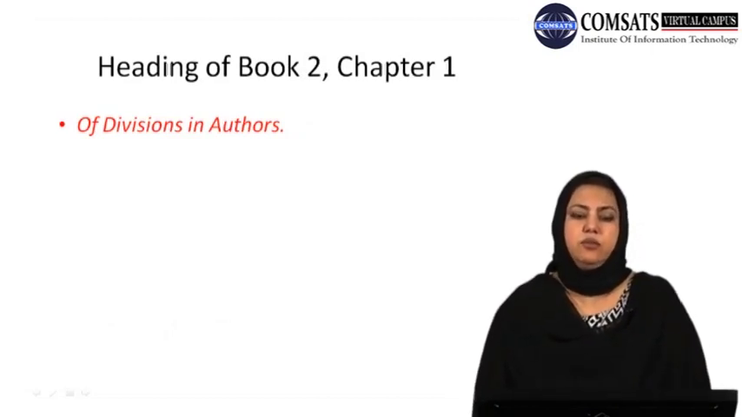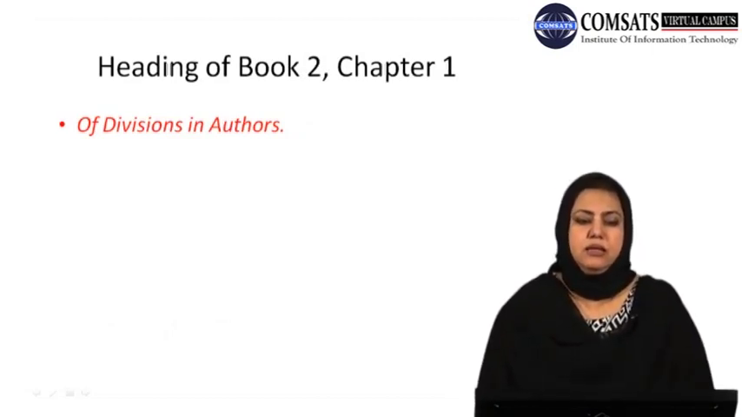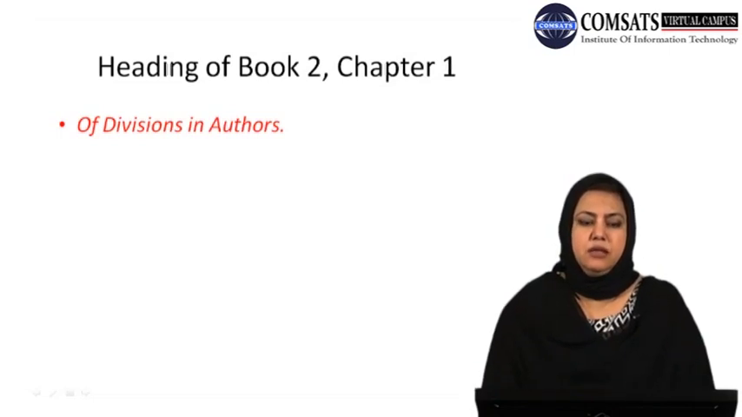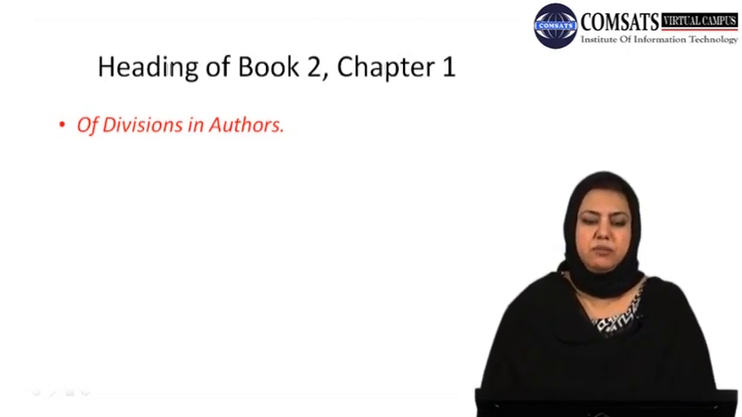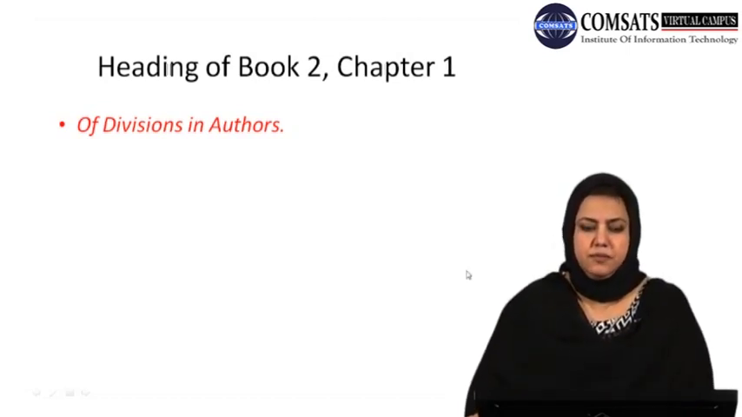So, starting with book 2, chapter 1, here is the heading of chapter 1 of this book. A very precise, very brief heading that says, "Of deviance in authors." Thus, Fielding here projects and provides us what kind of discussion is made in this chapter. Even before reading the chapter, we know what the chapter is going to be about.